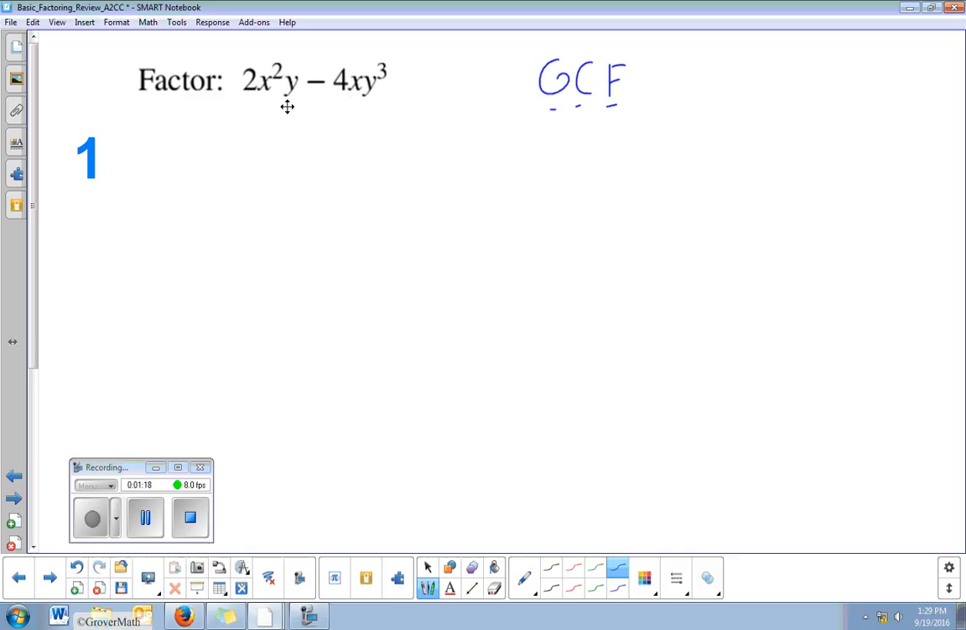Now it's not always a binomial. This is a binomial. It could be a long chain with 15 different terms, but if they all have something in common, they could all be divisible by 2, they all have an x or something like that, then we can divide that out. We can factor it out.